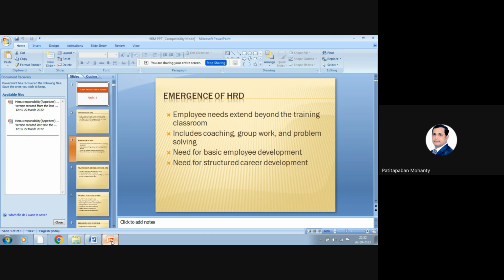Sometimes it includes coaching, sometimes group work or group formations, like in conflict resolution or problem solving and employee development. Sometimes it needs training and development. Sometimes it also needs career development. So these are a few of the criteria on which there is an emerging plan for human resource development.